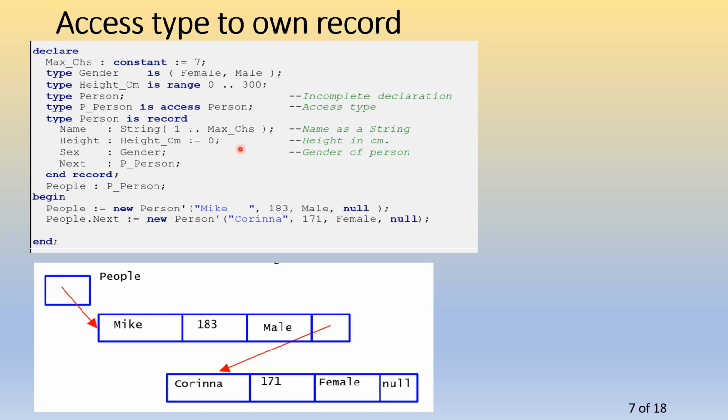So you can also define access type within the record. For example, you see an access type of the same record, which is access defined in the record. This is used to link many records. Like if you see here, there's one, and the next one is assigned here. Same thing here: people.next is assigned to the next one. You can assign in sequence till the end.